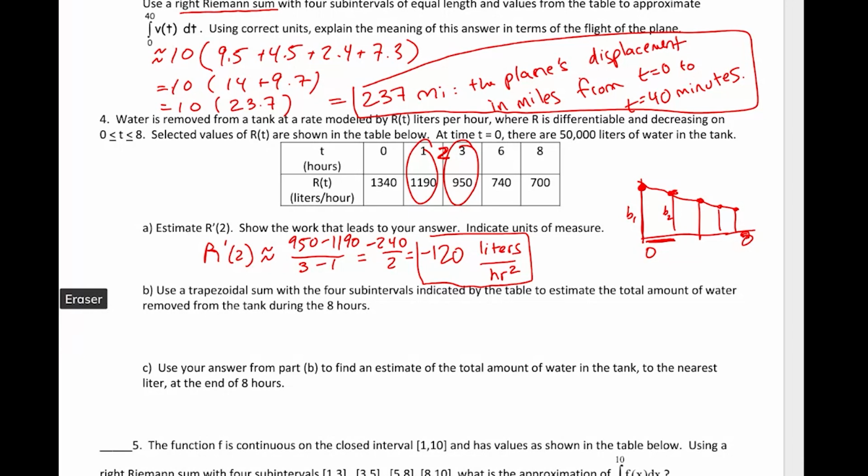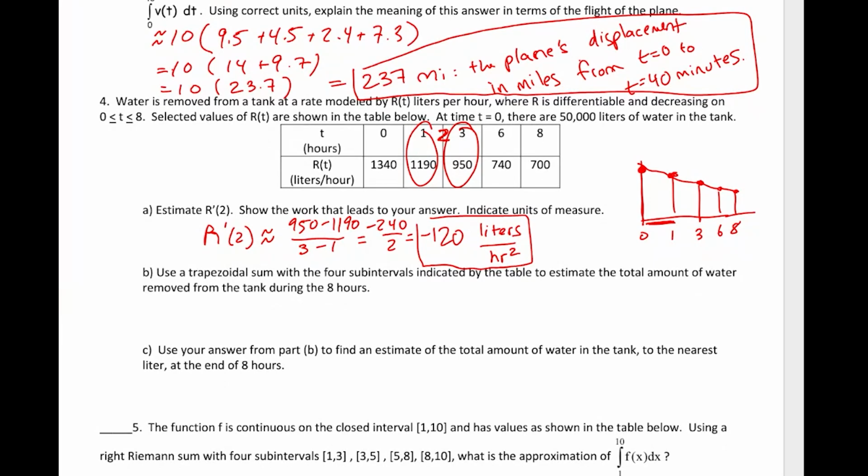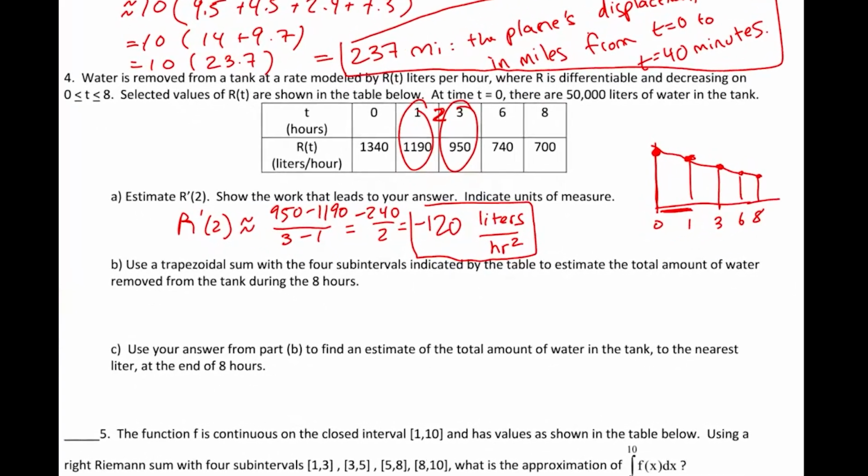Okay, so let's break this down a little bit. These points are going to be at 0, 1, 3, 6, and 8. They're not even equally spaced, but that's okay. To find these areas, we're going to average the R values, so add them up and divide by 2. I won't calculate it in my head. Let's write it down.